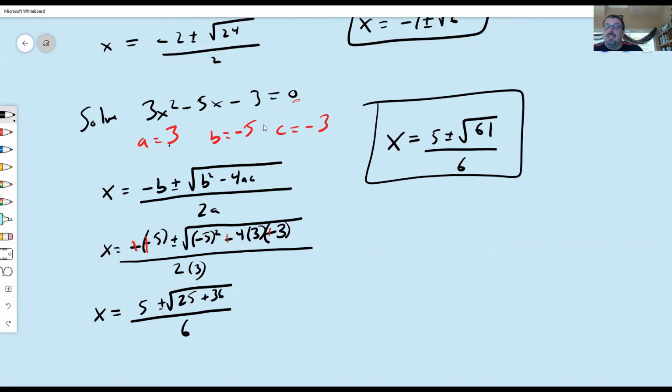That's how to use the quadratic formula. Let me know if there are any questions.